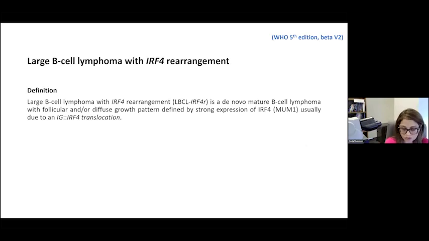And according to WHO 5th edition, large B cell lymphoma with IRF4 rearrangement is a de novo mature B cell lymphoma with follicular and/or diffuse pattern, and it is defined by strong expression of IRF4, i.e. MUM1, usually due to IG and IRF4 translocation.